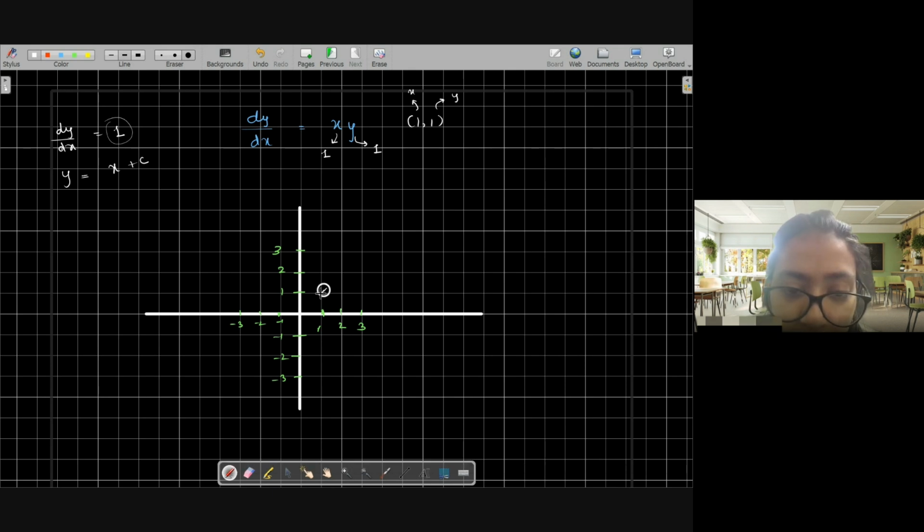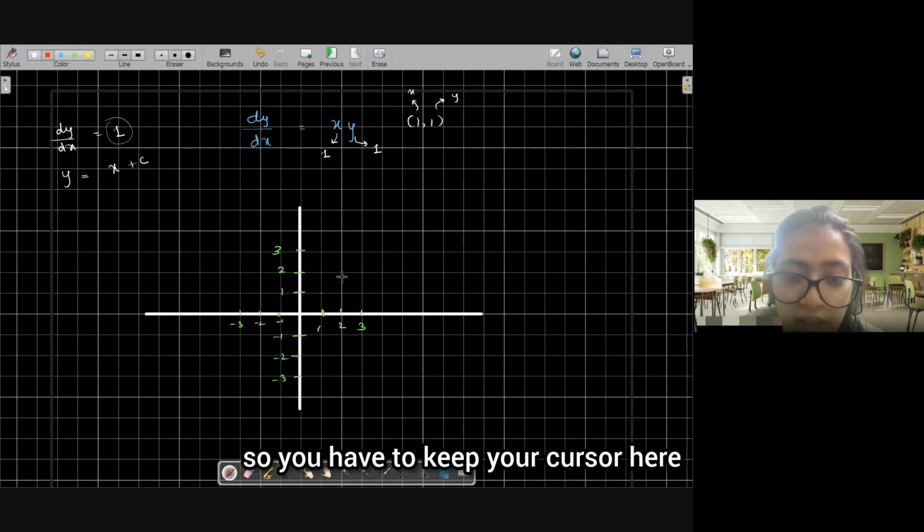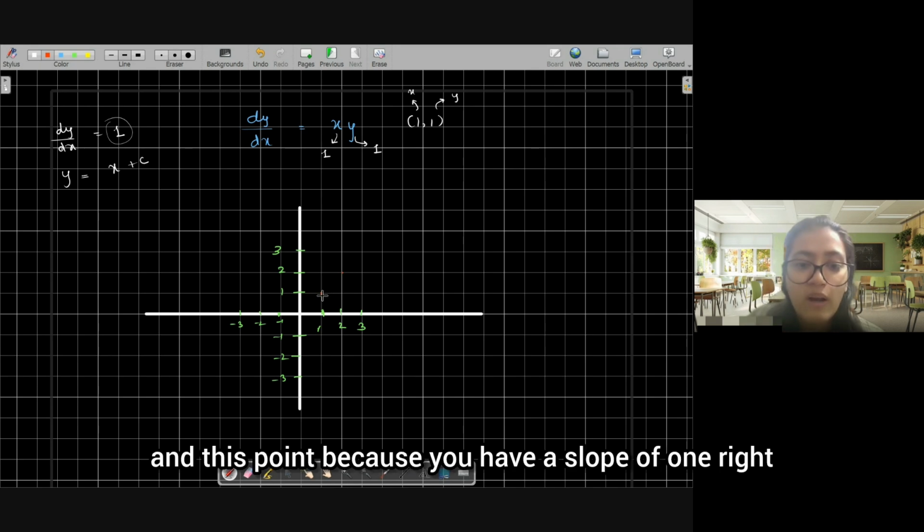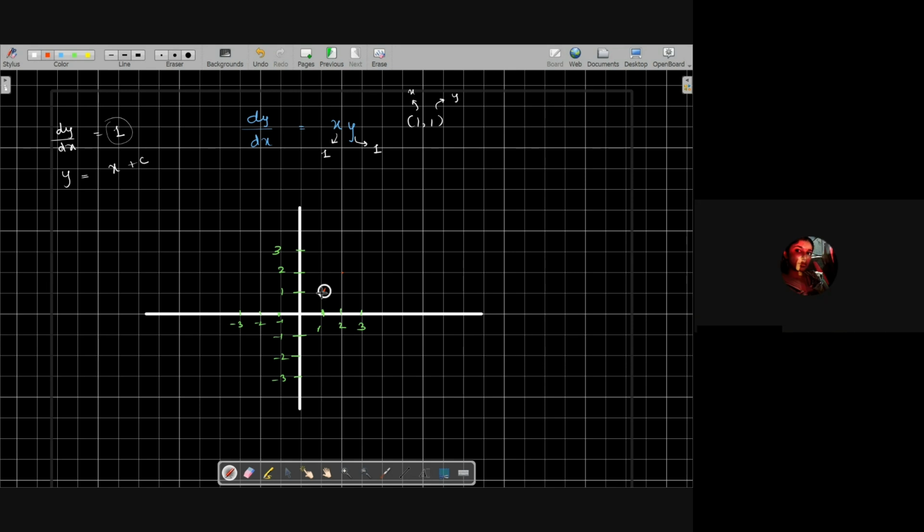Now draw a tiny line. I'll use red color, with a slope of 1. So you have to keep your cursor here and imagine that you're trying to connect this point and this point, because you have a slope of 1. So that's your line.